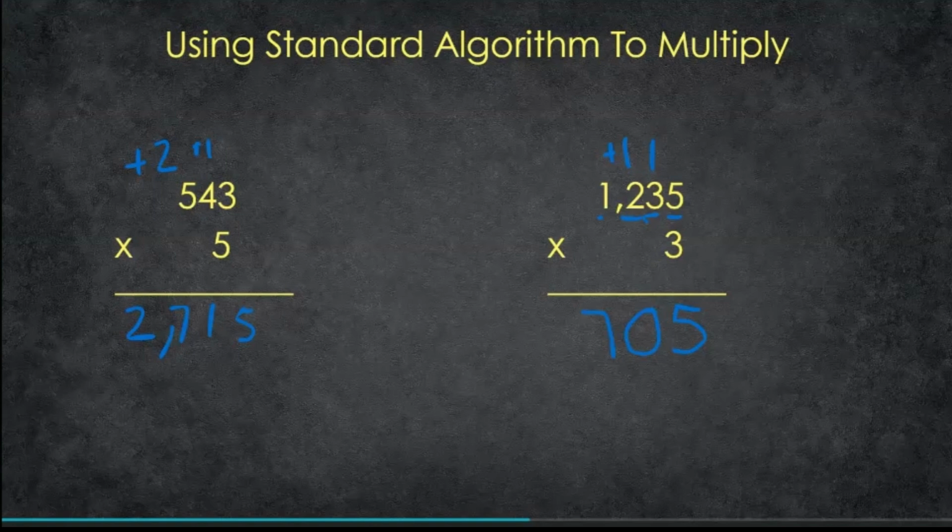And then finally, I'm going to take that 3 and multiply it to the thousands place. 3 times 1, which is 3. Since there's no regrouping, I just have to write that 3 in the thousands. And there's our product, 3,705. How do you guys feel about that? I like standard algorithm, a lot faster, less steps, less chances to make mistakes.